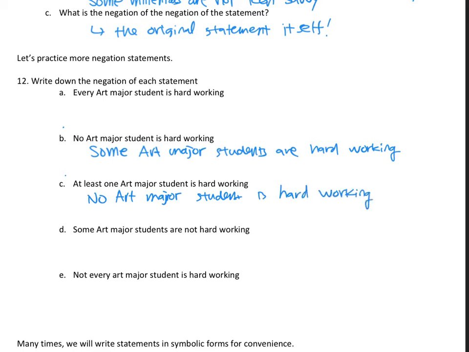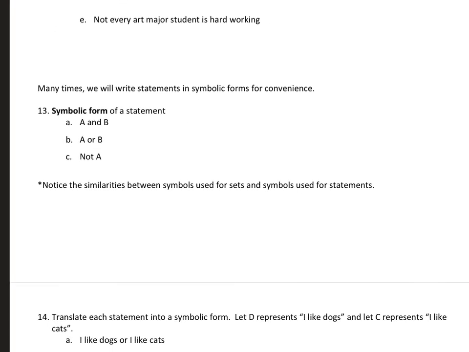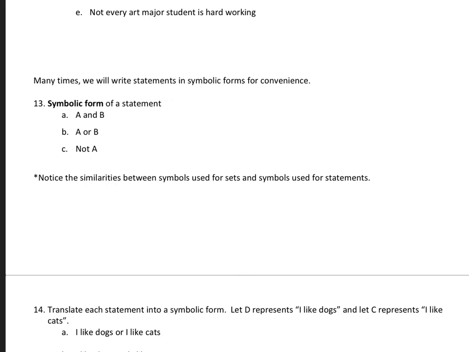All right. So, okay, I'm going to have you pause now and then try number 12. So you can write down the negation of each statement. And we'll meet at number 13. Here we're going to talk about the symbolic form of a statement. So we're going to somehow come up with the symbols to write the statement.